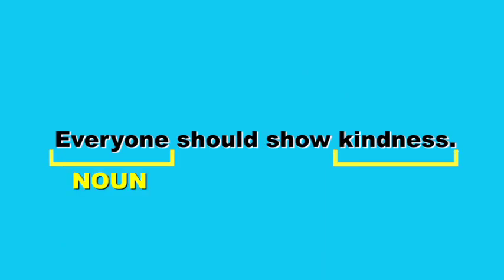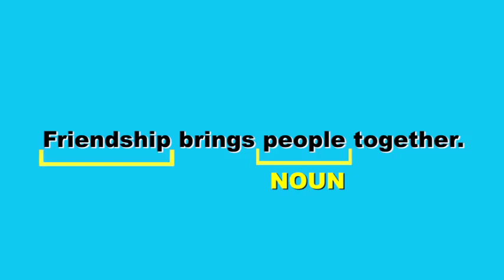But not all nouns are things we can see or touch, like the nouns in those examples. Sometimes nouns are ideas. Here are a few examples of these kinds of nouns. Everyone should show kindness. Everyone is a physical thing, and it is a noun. But even though kindness isn't a physical thing, it is still a noun. Let's try another. Friendship brings people together. People is a noun that represents a physical thing, but friendship is a noun that we can't see or touch. It's an idea.